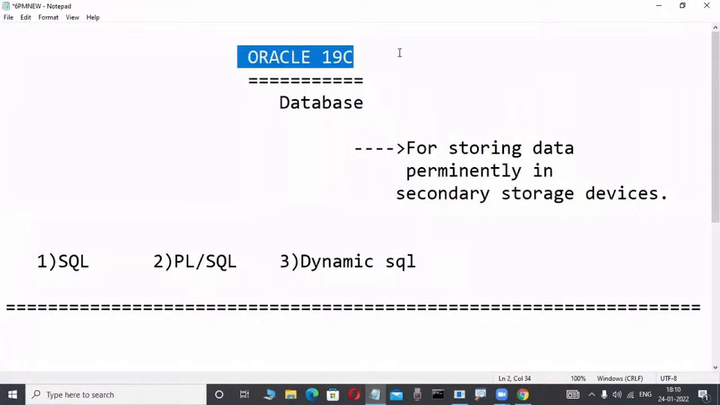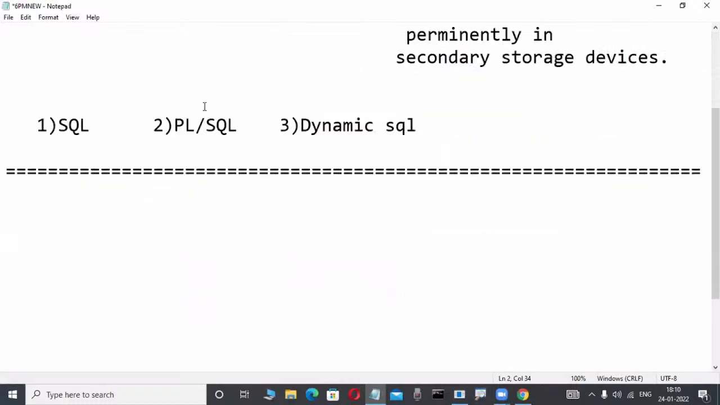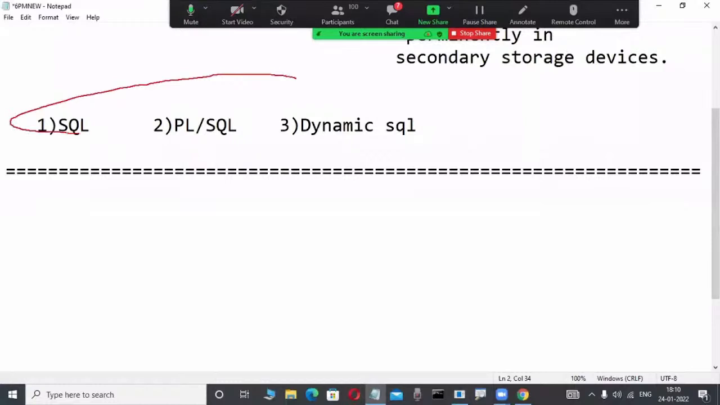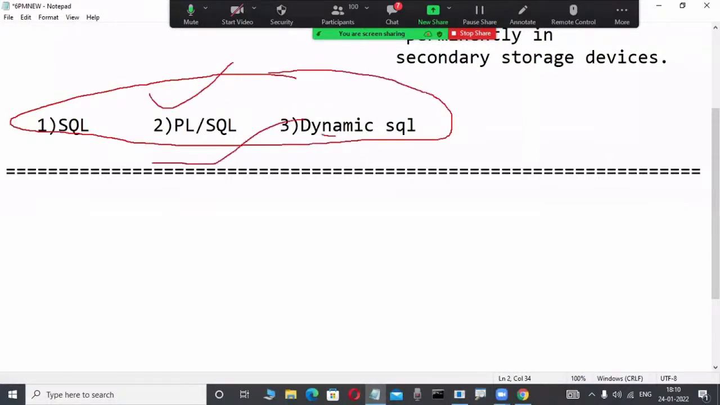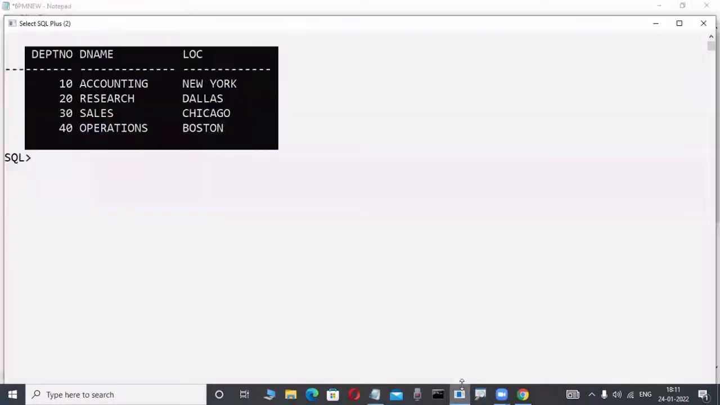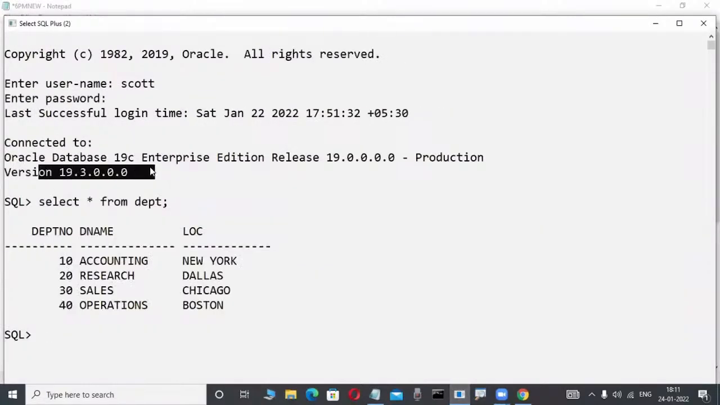Anybody learning an Oracle course anywhere worldwide, not from me only, in that course they are told about these three languages. What is the SQL language? What is the PL/SQL language? What is dynamic SQL? These are big concepts. Through these languages we operate these types of products, the Oracle product.